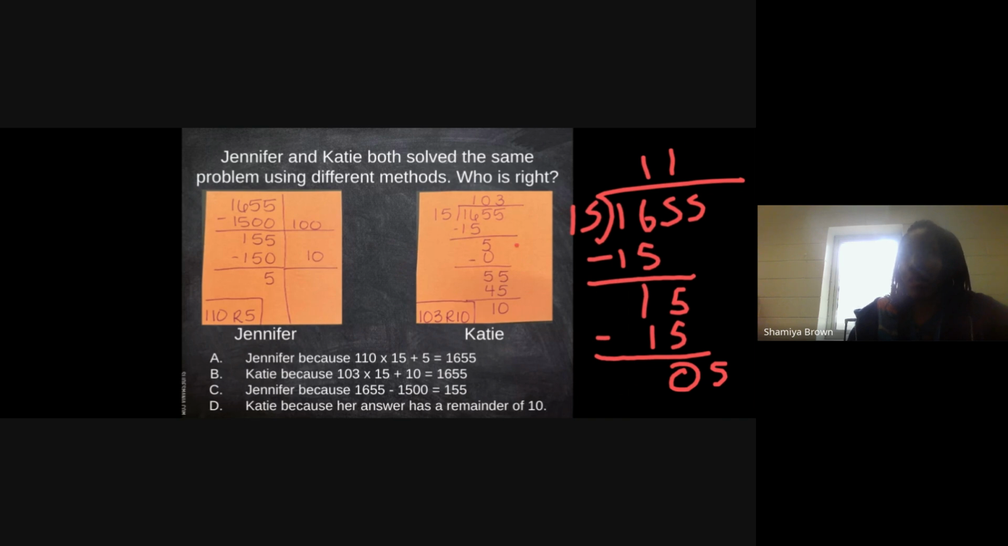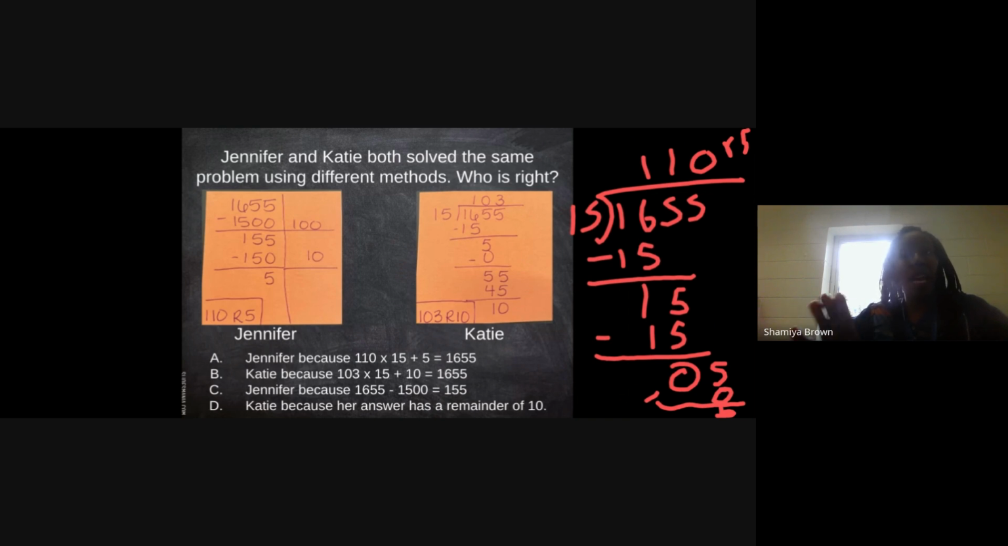0, because 15 is bigger than 5. Great job. 0 goes up here because I can get 0 groups. Now I multiply. 15 times 0 is 0. That goes down there. Then I subtract and I get 5. So I have a remainder. So 110 with a remainder of 5 is my answer for this one.